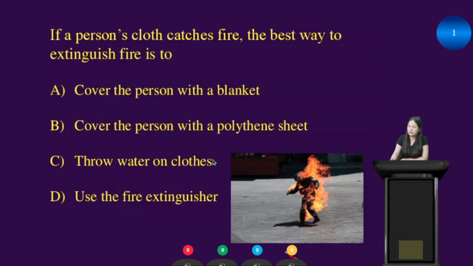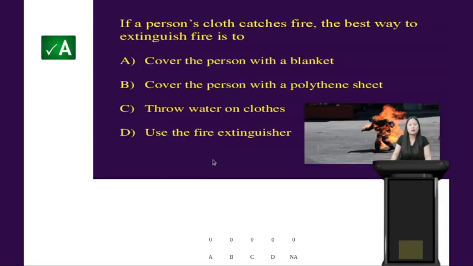Yes, students? Alright, students. So, yes, very good. The correct answer for this question is option A, that is cover the person with a blanket, to cut off oxygen supply in order to put off the fire.